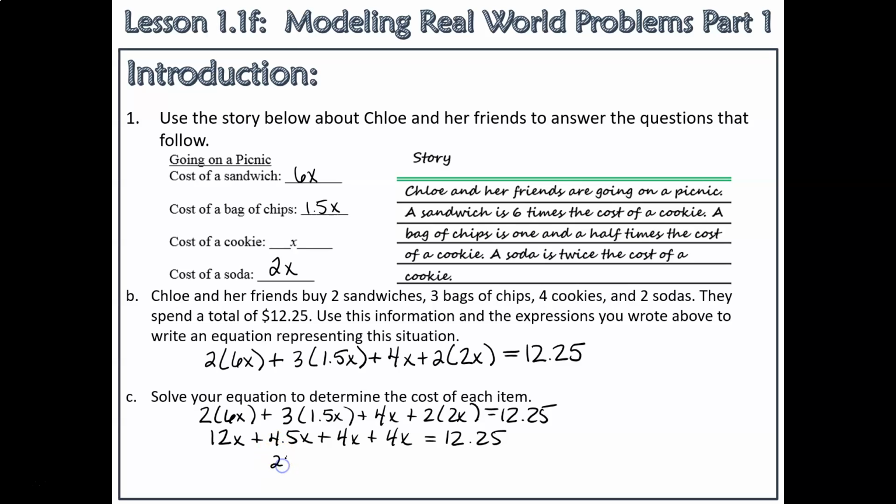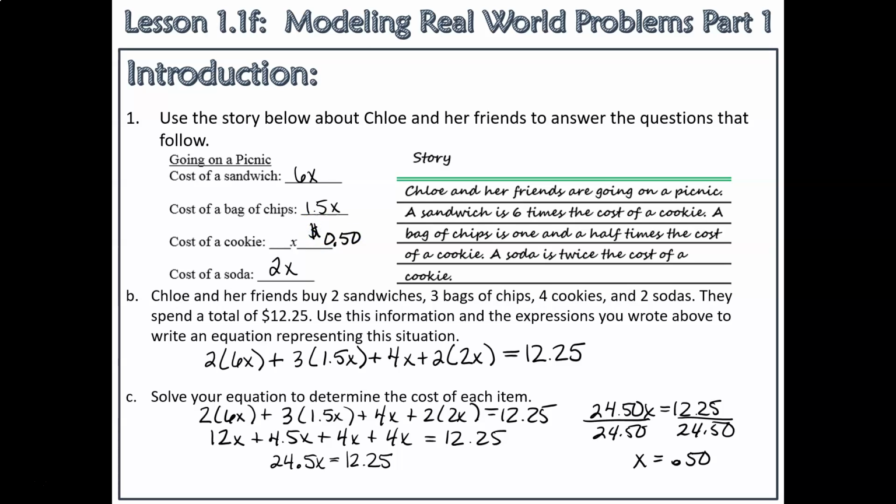If we combine all of these, we have 12 plus 4.5 plus 4 plus 4, so we have 24.5X equals $12.25. Since we're talking about money, I'm going to add a 0 there. So when I divide each side by 24.50, we get the cost of a cookie, which is 50 cents. So let's fill that in. Each cookie is 50 cents.